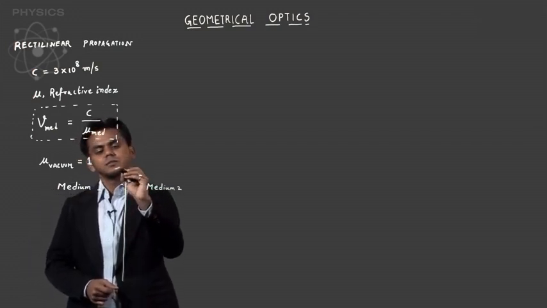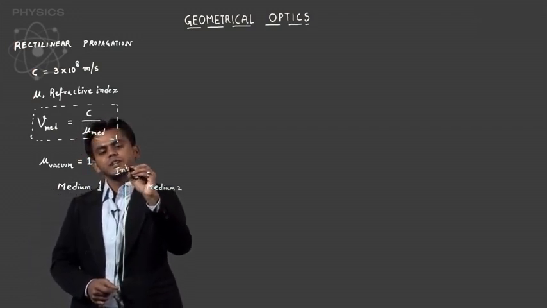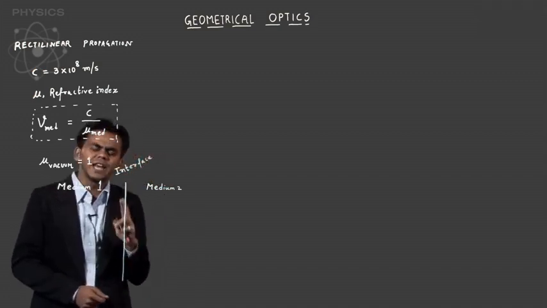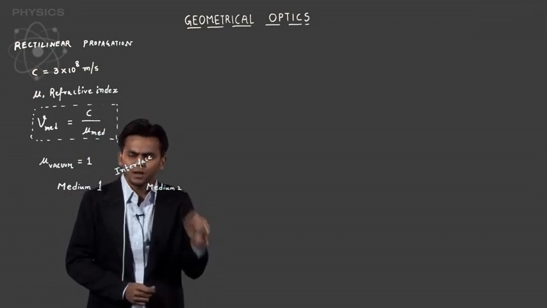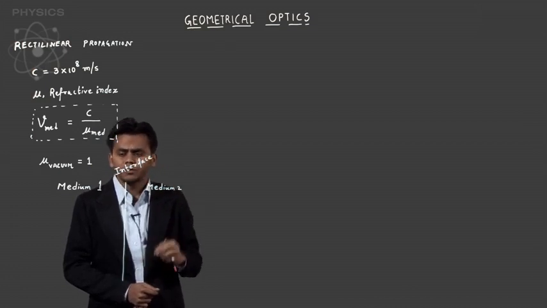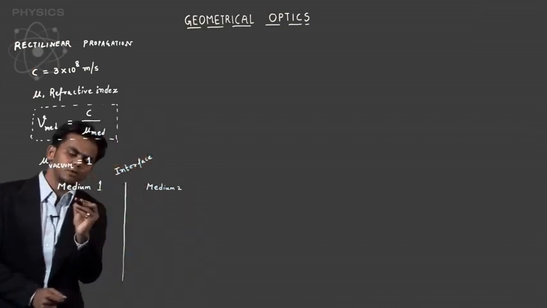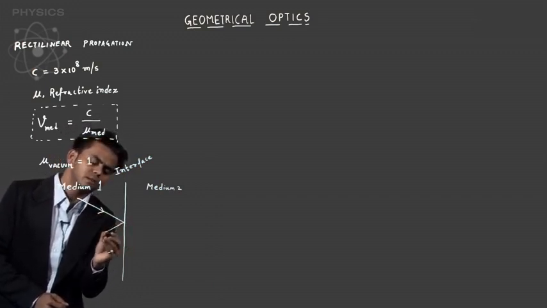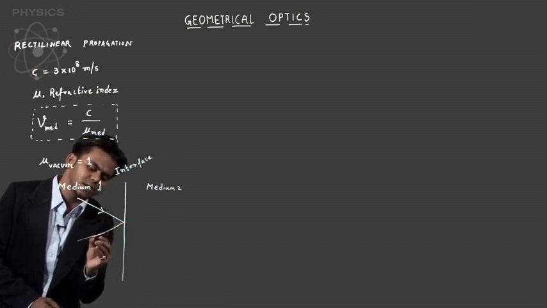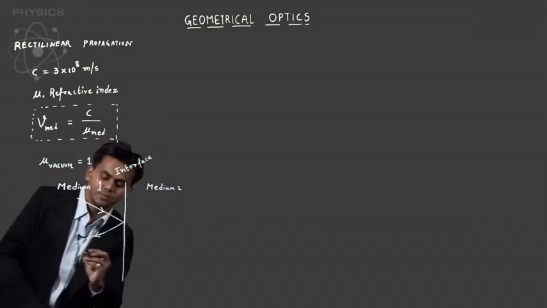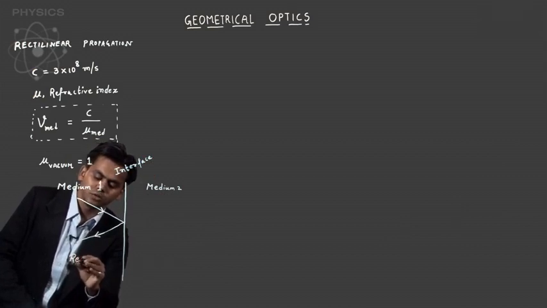This is my interface. When a ray of light meets the interface, two things always happen. One of them is reflection and the other is refraction. What exactly is reflection? Reflection means a ray of light comes and returns back to the same medium. The interface doesn't allow the ray of light to go to the next medium. This is my reflection.